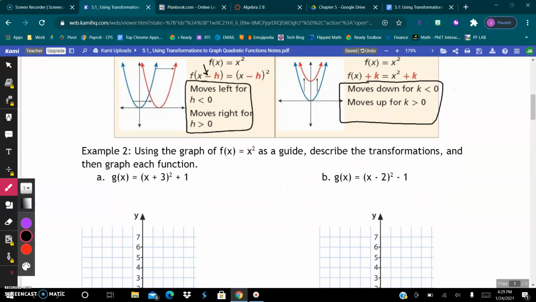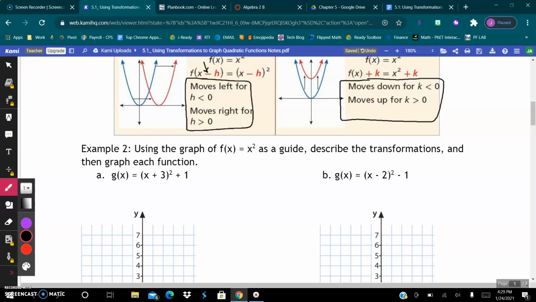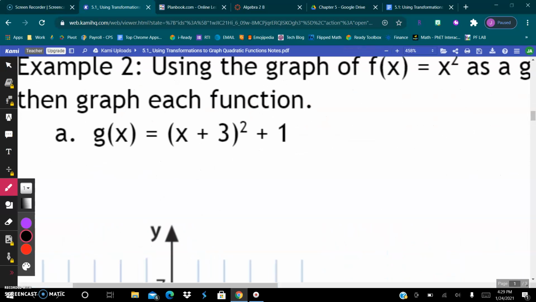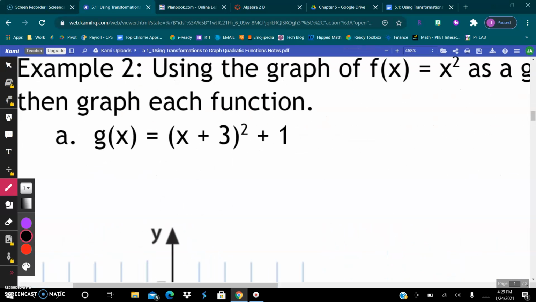So we're going to take a look here using the graph f of x equals x squared as a guide. Describe the transformations, and then graph the function. So we have to look at our equation and tell the transformations first. So I want you to remember the quadratic function was a times x minus h squared plus k.